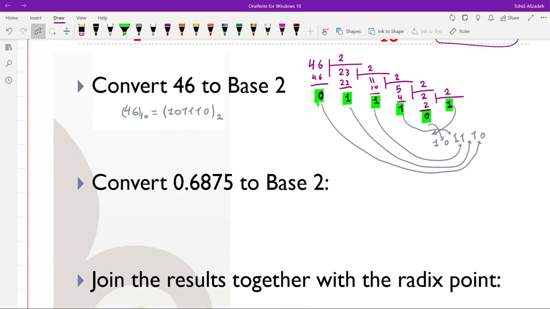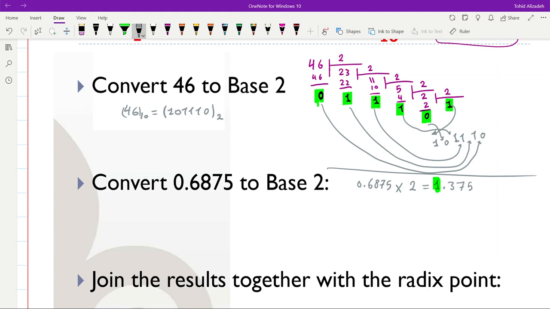Then we have the fraction part. For the fraction part, we have 0.6875. We need to multiply it by 2, the radix. We will get 1.375. So the integer part that we have here will be important.